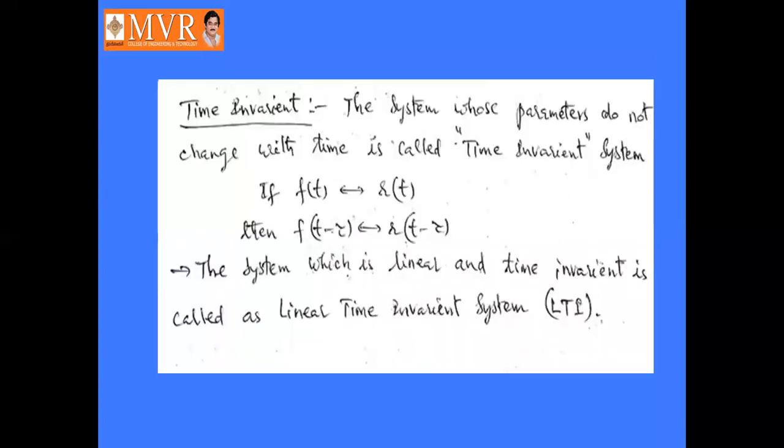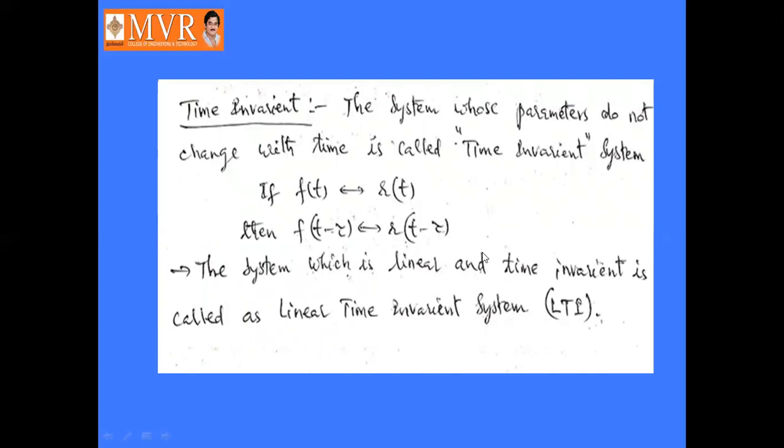Then coming to the time invariant system. What is invariant and variant? The system whose parameters do not change with respect to time is called a time invariant system. See, if f of t is the input signal and r of t is the output signal, f of t is related to r of t, then f of t minus tau is related to r of t minus tau.